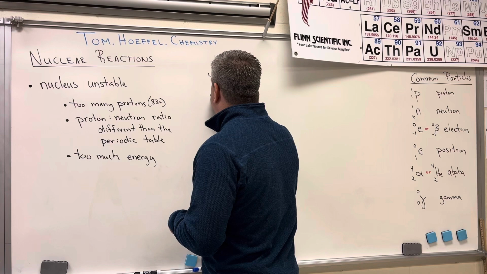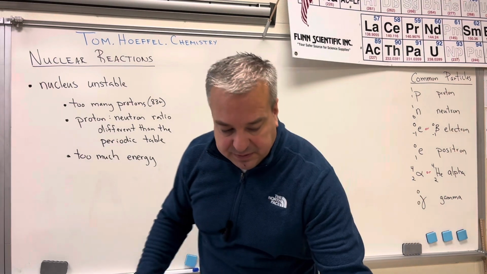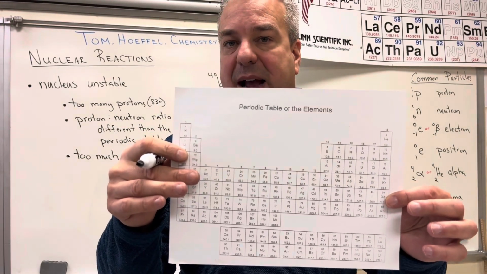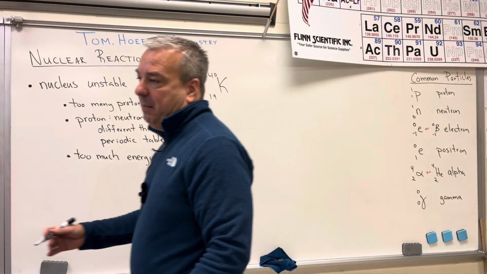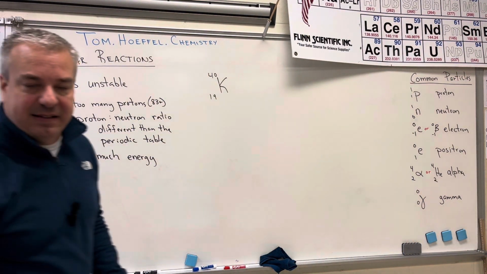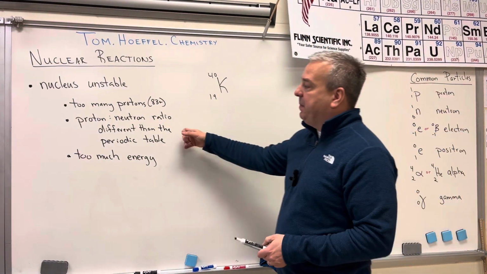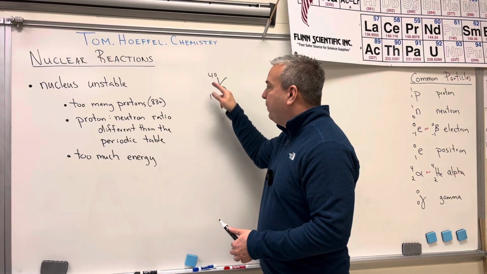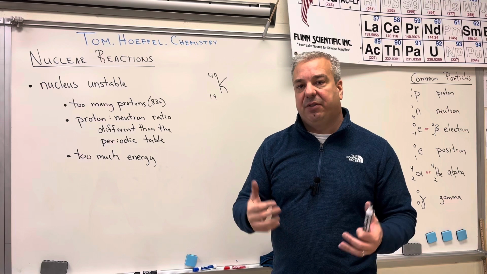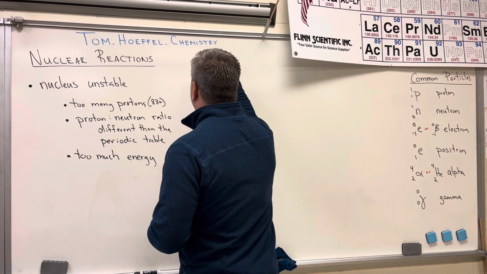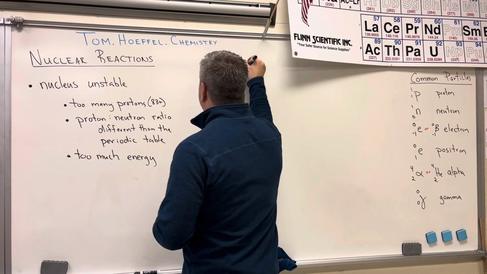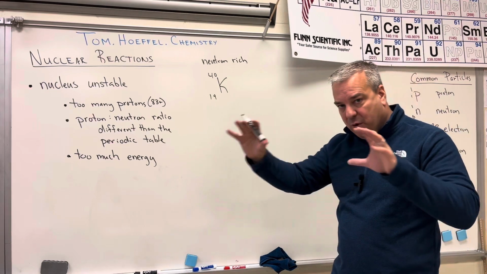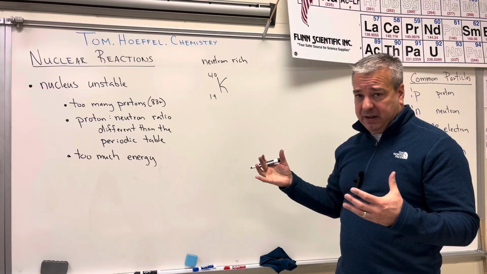So if we take a look at potassium 40 on the periodic table, you will notice that potassium likes to have a mass of 39, and right now it has a mass of 40. That's a little bit different than what's on the periodic table. The periodic table is going to have the isotope that's most stable. So if this is 40 and the periodic table typically says 39, we're going to call this thing neutron rich because it has more neutrons than what the periodic table suggests it should have as the most stable isotope. So what happens when something is neutron rich?